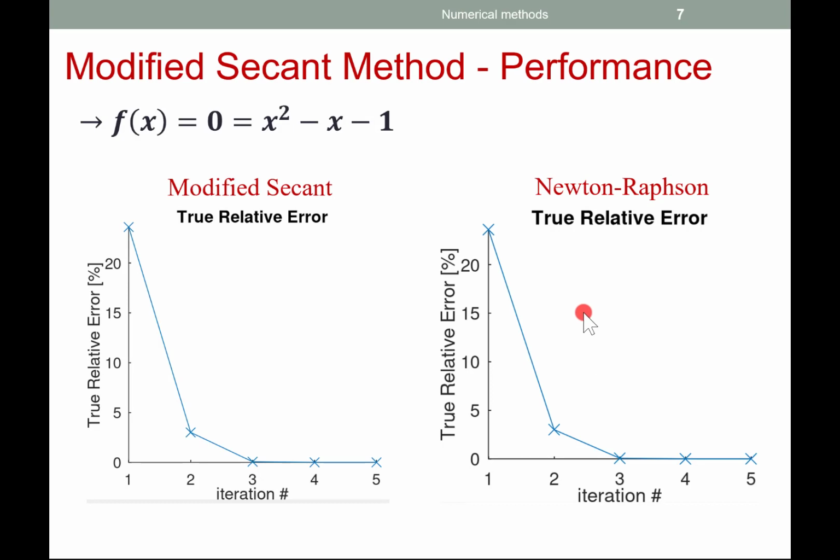So here we see the Newton-Raphson that we solved last lecture, or I showed you last lecture, compared to the modified secant. Here we see the true percent relative error, all right, here and here, versus the number of iterations. What's the difference between these two? Nothing, right? Why?